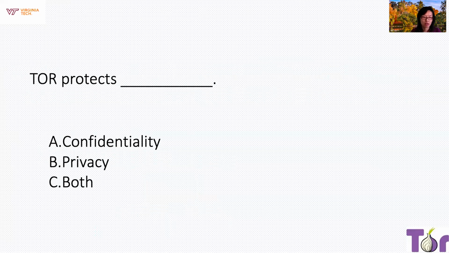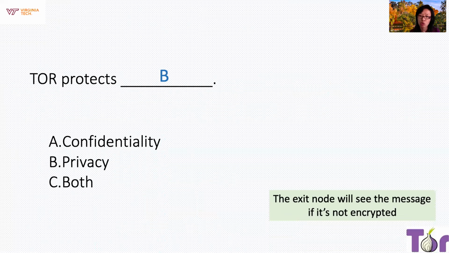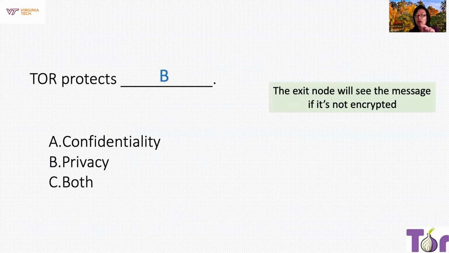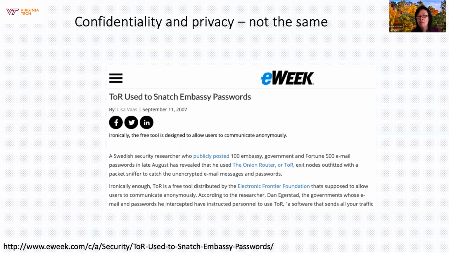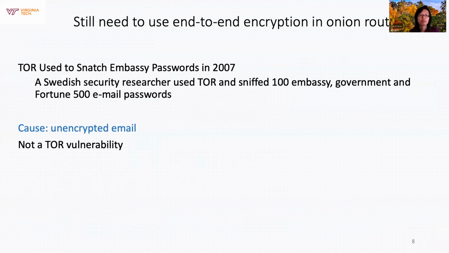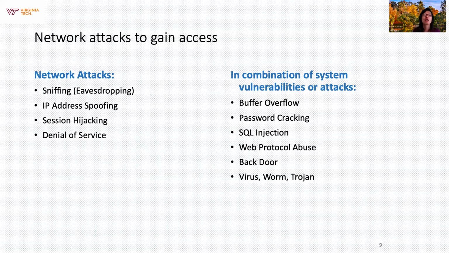Tor protects privacy. It's very important. At the end of the last class, we said that there's no confidentiality built into Tor. You still have to encrypt those messages with end-to-end encryption. A lot of people learned it the hard way. Many embassies using Tor ended up revealing their passwords because the exit node, the exit relay, would just see plain text. So please, if you use Tor, for example with email, you still have to encrypt end-to-end. Today we want to say more about network attacks and defenses, firewalls, and intrusion detection systems.